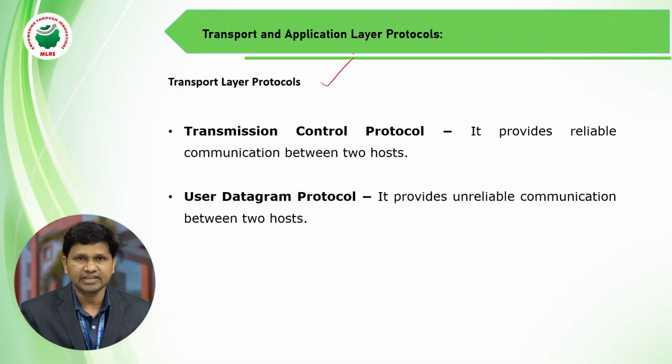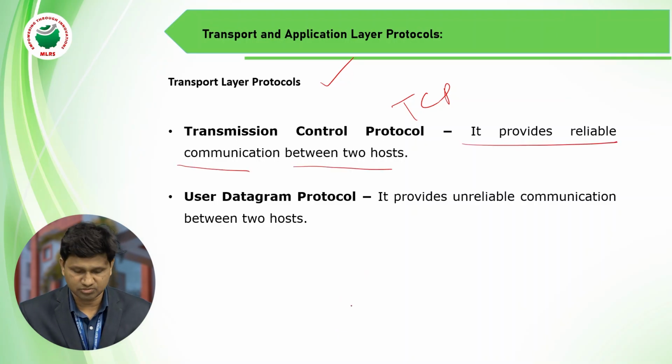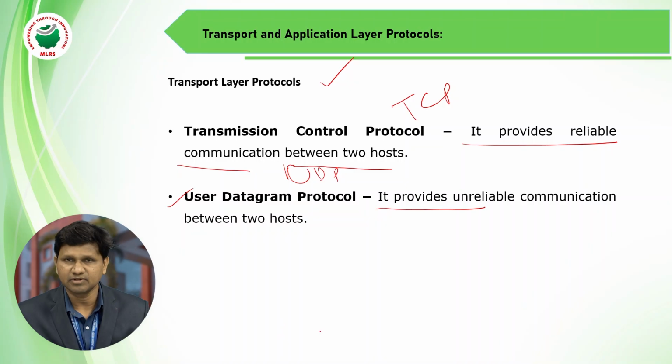Now see the transport layer protocols. These are the main protocols available in the transport layer. The first one is TCP, the Transmission Control Protocol, which provides reliable communication between two hosts. And we have the User Datagram Protocol, that is UDP, which provides unreliable communication between two hosts.